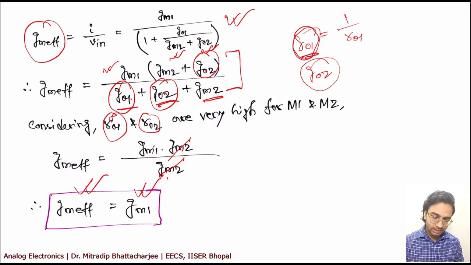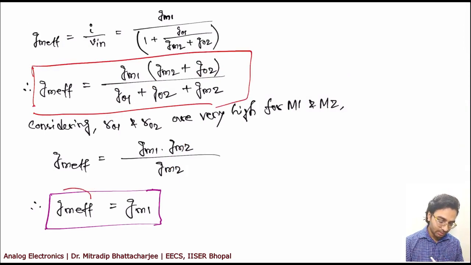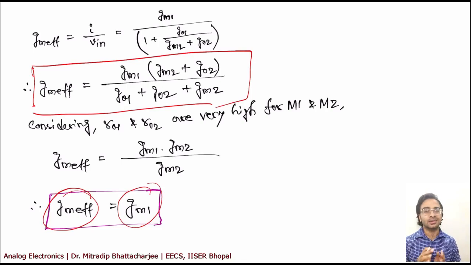Even if you consider this equation and calculate, you will find that GM effective value and GM1 value are more or less same, very less difference is there between these two values. But in this case, ignoring those terms, we got GM effective is equal to GM1. So remember, the GM value of your cascode circuit is equivalent to the GM value of your driver MOSFET. Your M1 is the driver MOSFET. So you can say the GM value is more or less equal to the driver MOSFET. Okay, so GM effective is done.